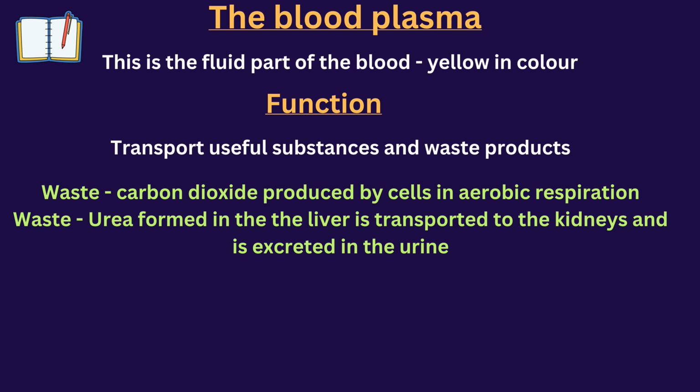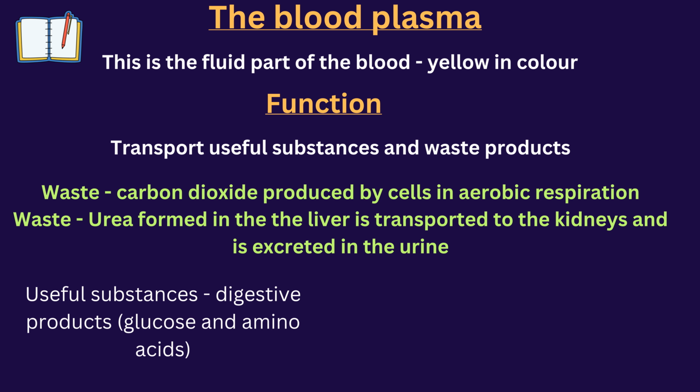Some of the waste products transported by the plasma include carbon dioxide, and this carbon dioxide is produced by your cells in aerobic respiration. Urea is another example of waste transported by the plasma. Urea is formed in your liver and is transported to your kidneys and is excreted in the urine.